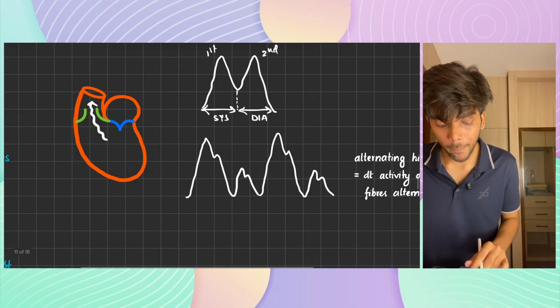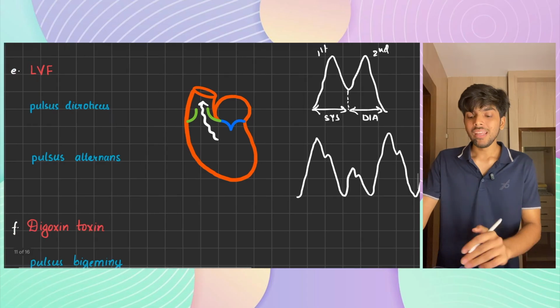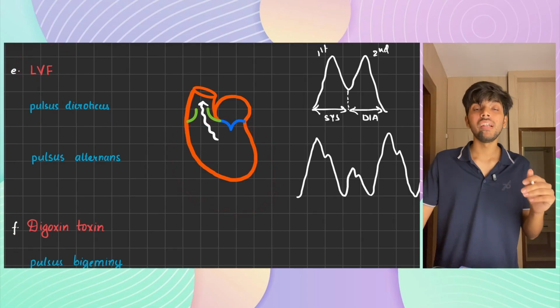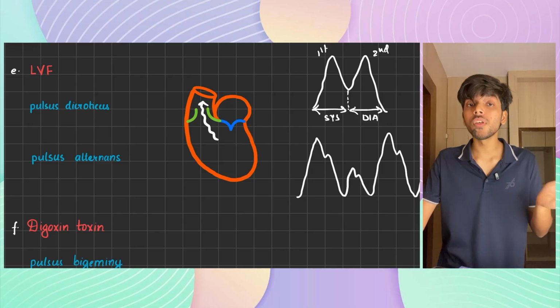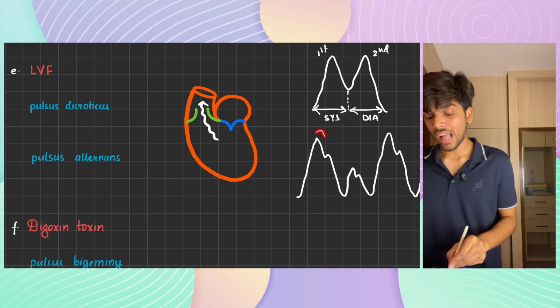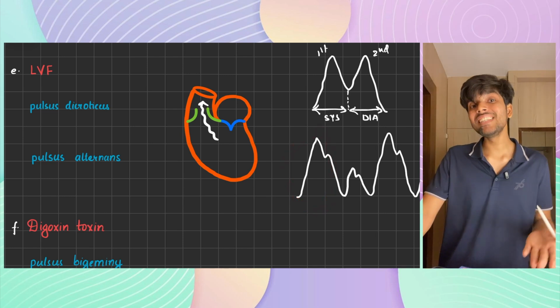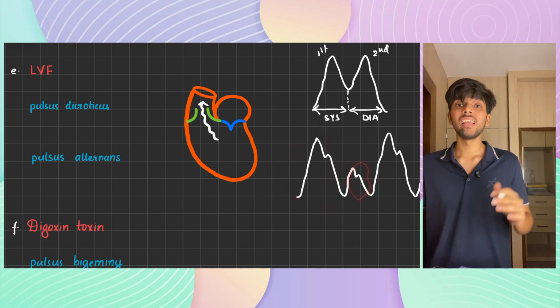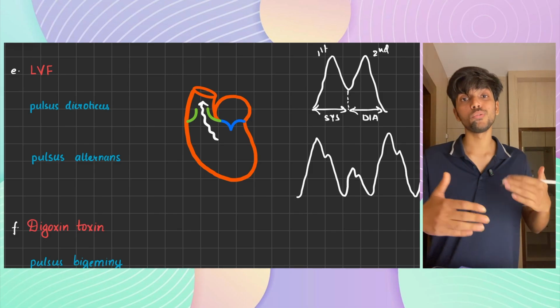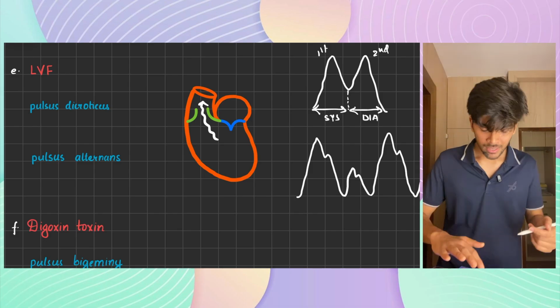The question is why? See, in left ventricular failure, some of the fibers of the left ventricle are normal, some of the fibers are deranged. Due to the normal fibers, you get high volume pulse. Due to the deranged fiber, you get low volume pulse, giving us alternating high volume, low volume, high volume, low volume pulse, also referred to as pulsus alternans.